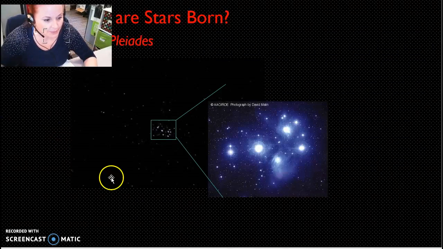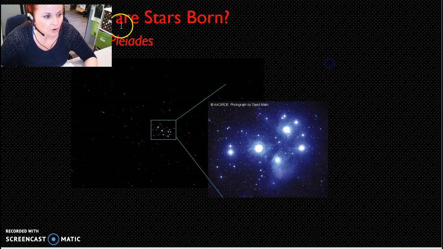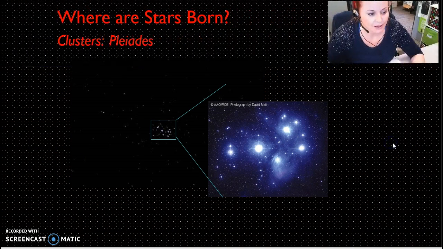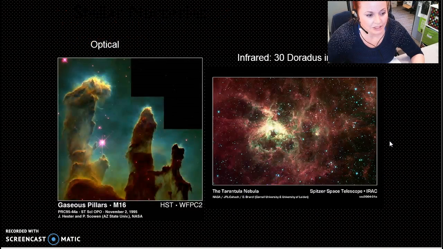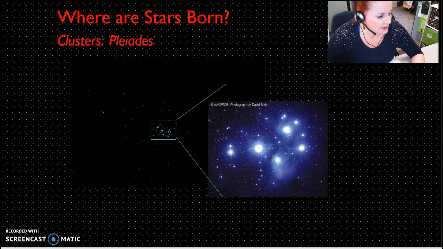We have many examples of where stars are born. This is a cluster you can see in the night sky. It's called the Pleiades. It is an open star cluster, and it is visible kind of right above the constellation Taurus in the night sky. It's very small to the naked eye, but it is easily seen. And it is actually a group of stars that were formed together in space, which is pretty cool.